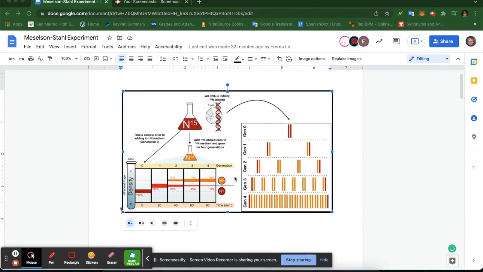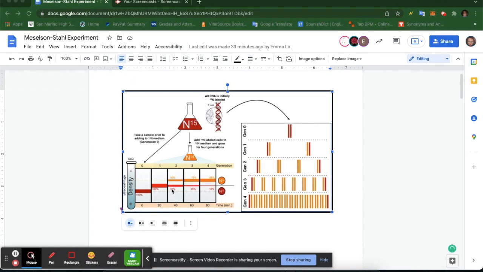After labeling the bacteria in different medium, they spin the bacteria in an ultracentrifuge, and heavier bacteria with DNA will fall to the bottom of the test tube, and lighter DNA will be at the top of the test tube. So basically, in generation zero, everything is 15N. So that's why it's heavier and it's at the bottom.